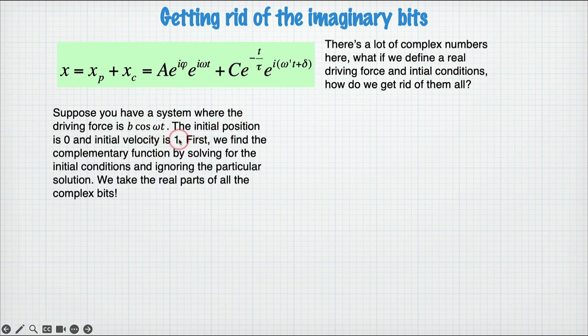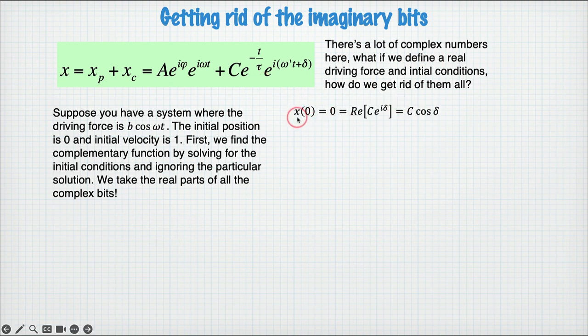Let's suppose we have a system where we've got a driving force that is given by this real function here, b times cosine omega t, and initial position of 0, initial velocity of 1, with units of position and velocity of your choice. So first we're going to find the complementary function, that is the solution to the homogeneous equation, and just ignore this part for the time being. And we're going to take the real parts of all the complex bits, because of course that's what we always mean. When we write down these complex valued functions, we mean implicitly that we take the real part to find what is actually happening physically.